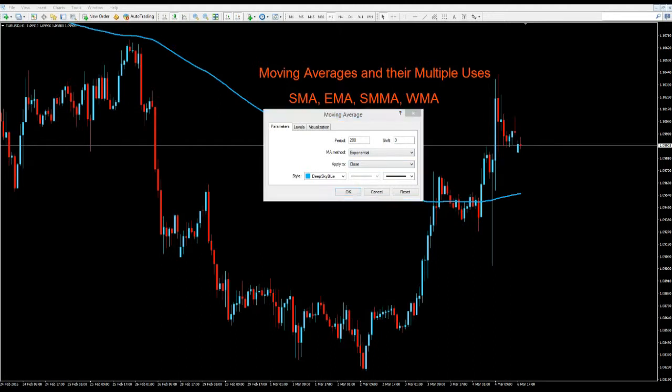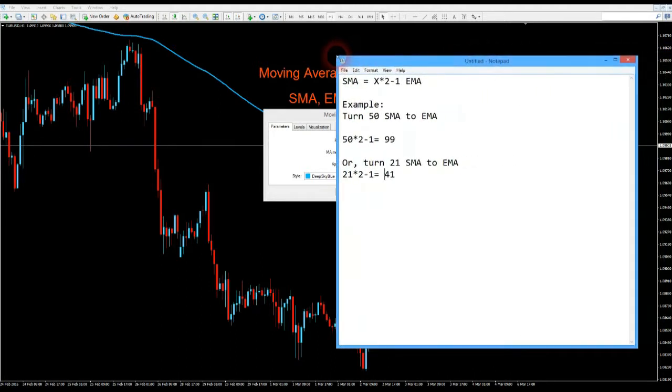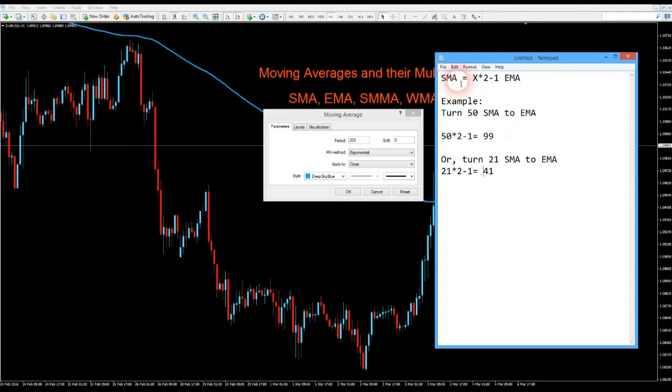I will show you. I've already written it down here. So look at this. The SMMA equals x times 2 minus 1 EMA. That means that you can take any SMMA level x and turn it into an EMA. So you only need one of them, and you can just use the EMA, because it's the commonly used one in most strategies, and it will make the SMMA useless.